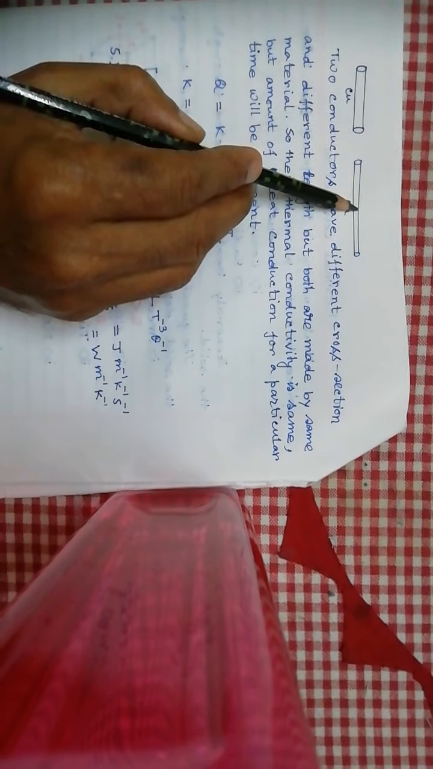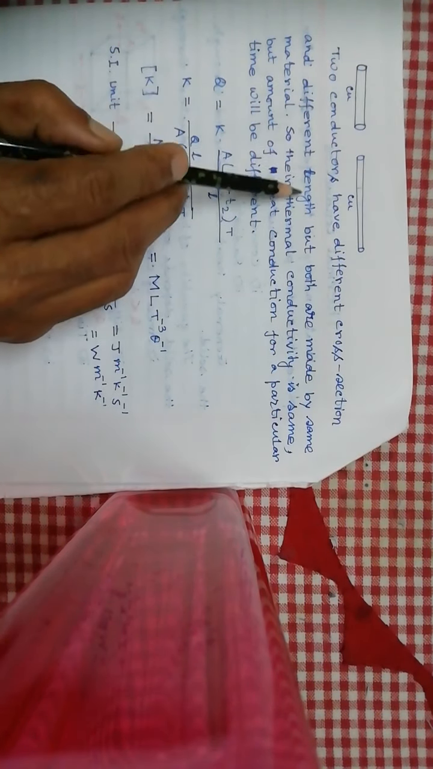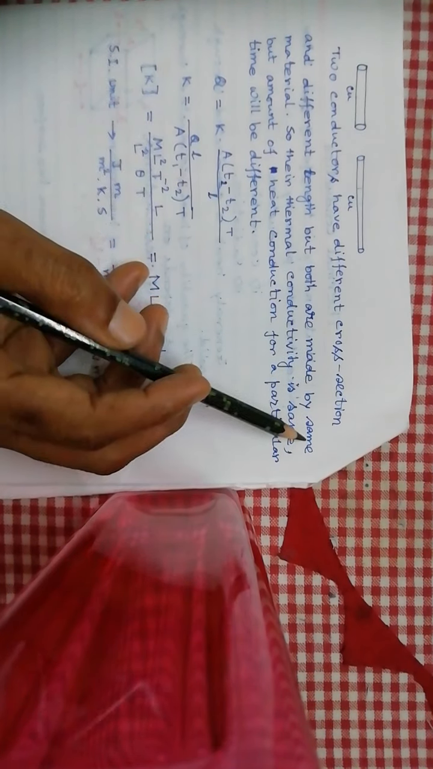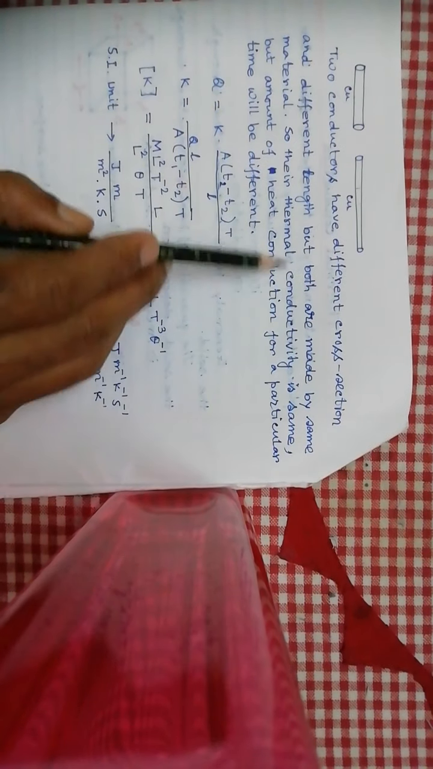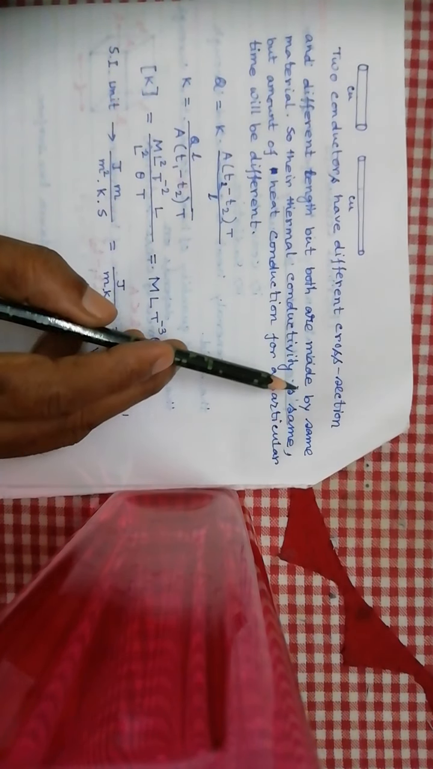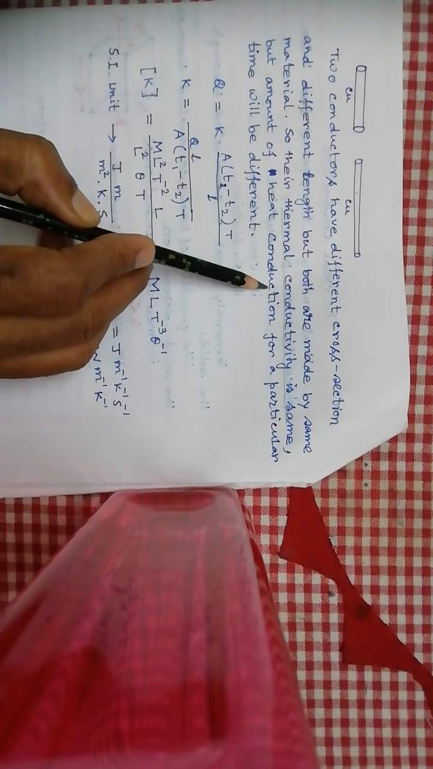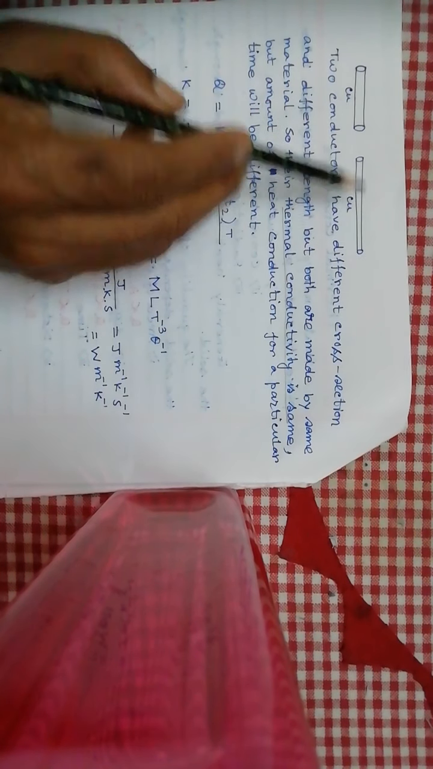size of the conductor. For example, here we take two conductors. Both are made of copper, but their sizes are different. The two conductors have different cross section and different length, but both are made of the same material. As they are made of the same material, their thermal conductivity will be the same. But the amount of heat conduction for a particular time will be different because their cross section and length are different.